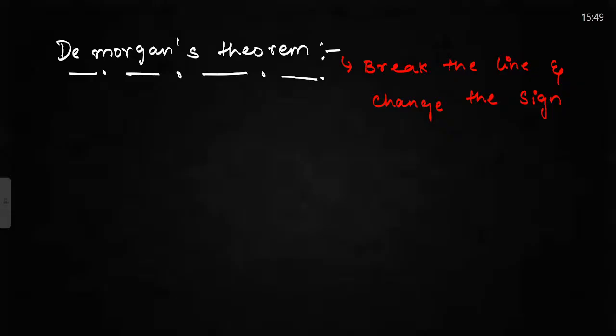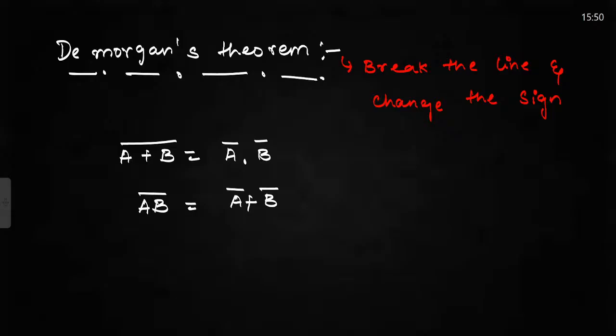If I am having A plus B whole bar, then simply I need to break the line: A bar B bar. I am breaking, and I am changing the sign. If I have an OR operation, then I will give an AND operation, that will be A bar and B bar. Similarly, if I am having AB whole bar, then I will break the line and change the sign, that will be A bar plus B bar.